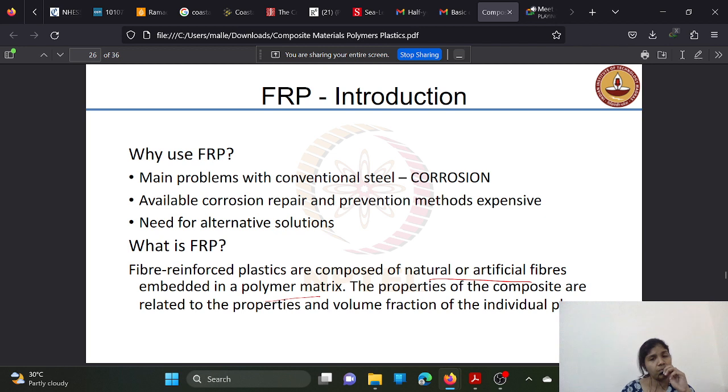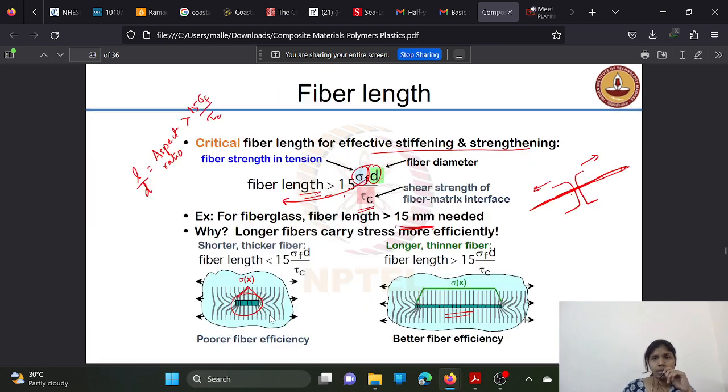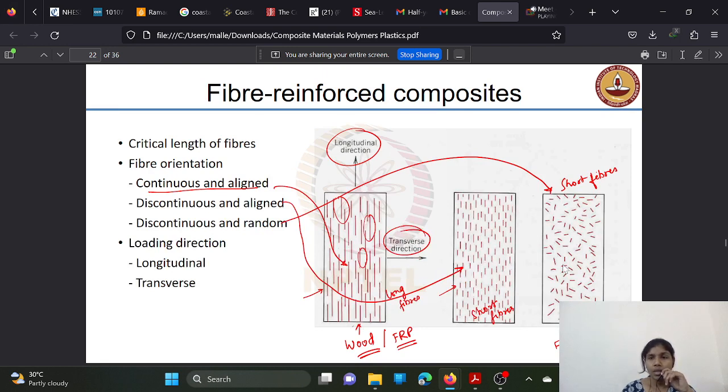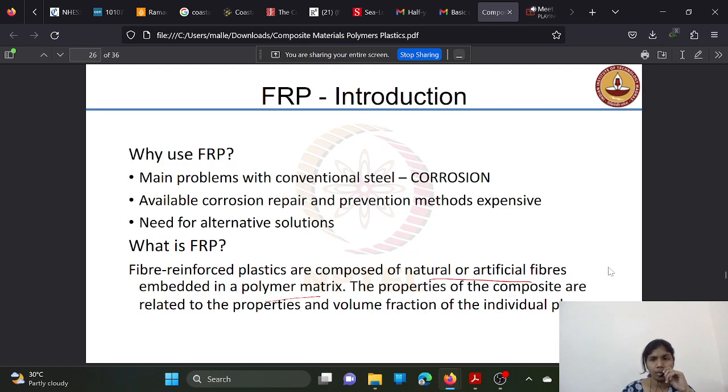And what is this FRP? Fiber reinforced plastics are composed of natural or artificial fibers embedded in a polymer matrix. See here, you can see some short fibers, natural or artificial, embedded in a polymer matrix. The properties of the composite are related to the properties and volume fraction of the individual phases. We have seen this in the rule of mixtures, right? So the properties will be related to the volume fraction of the individual phases.